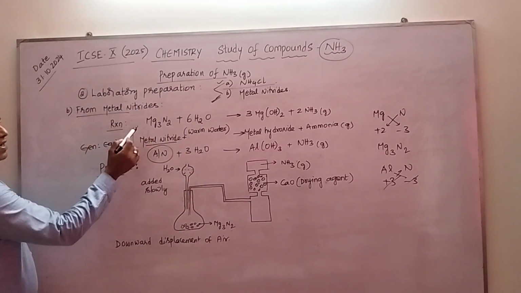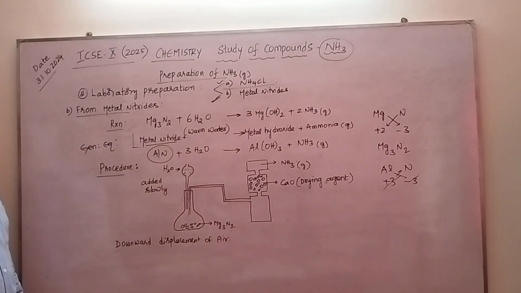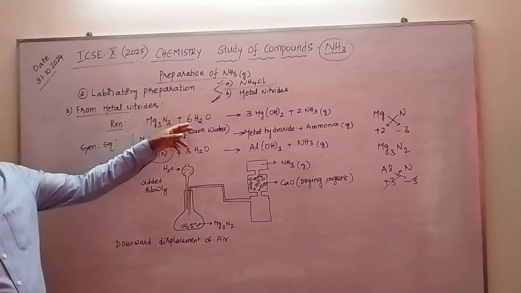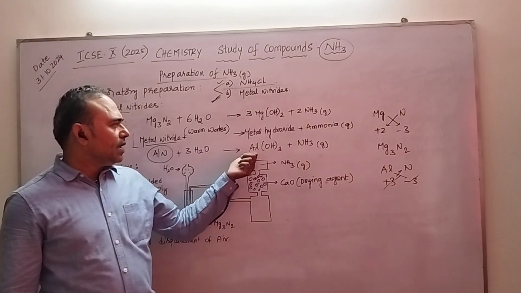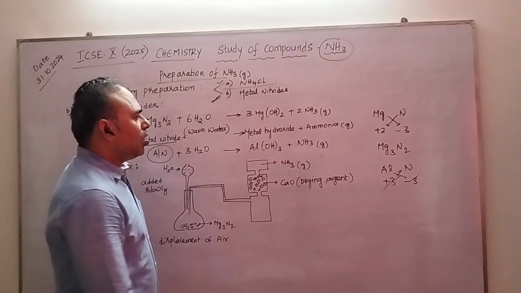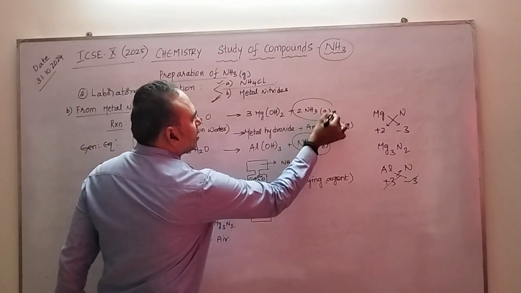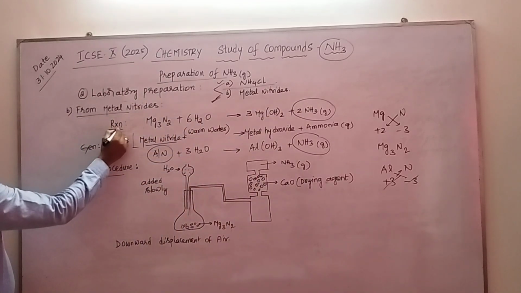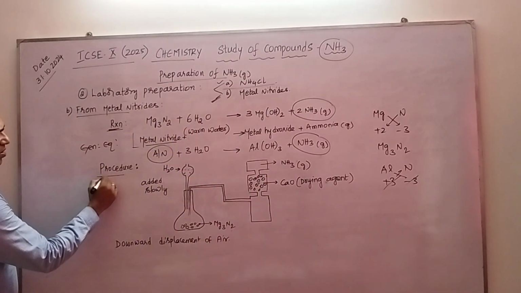First one is magnesium nitride. Second one is aluminum nitride. Now with warm water, you will get magnesium hydroxide. Here you will get aluminum hydroxide. Along with that, ammonia gas is liberated. So this is about your reaction. Now what is the procedure?